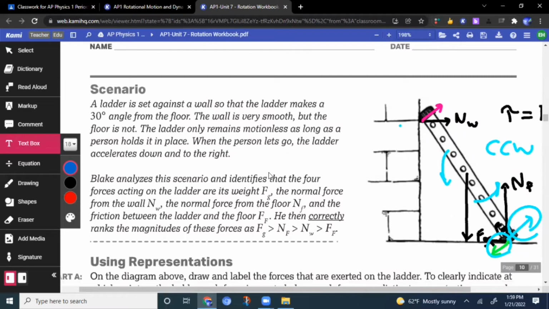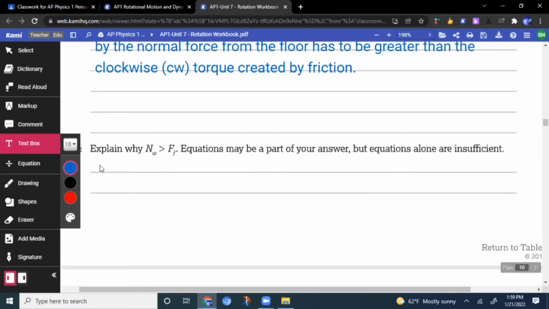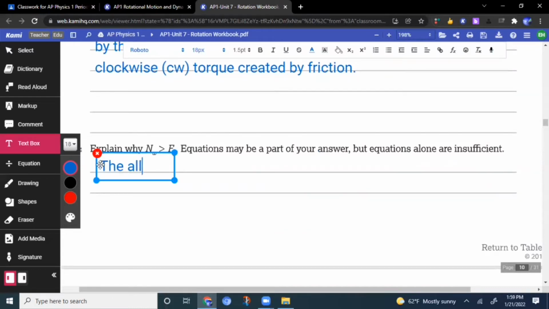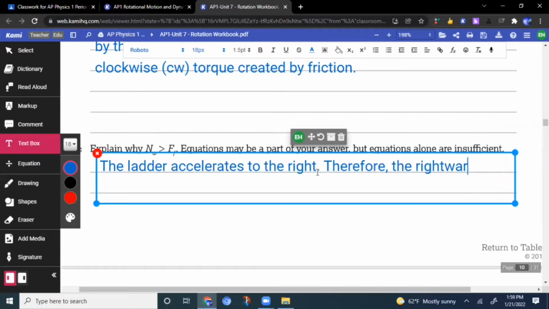So the ladder accelerates to the right. Therefore, the rightward force, NW, normal force from the wall, has to be greater than friction.